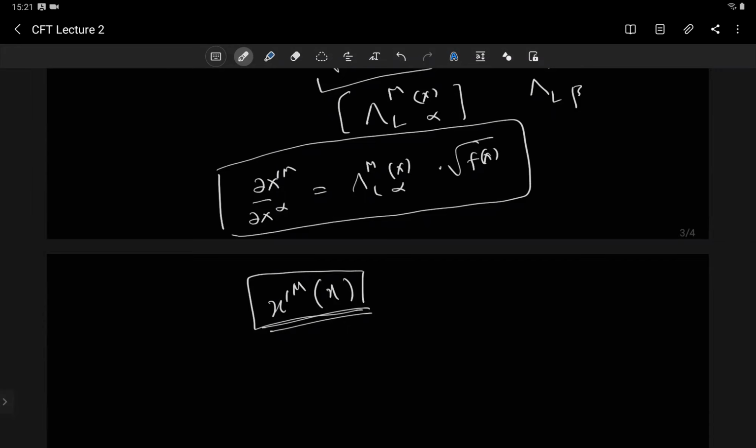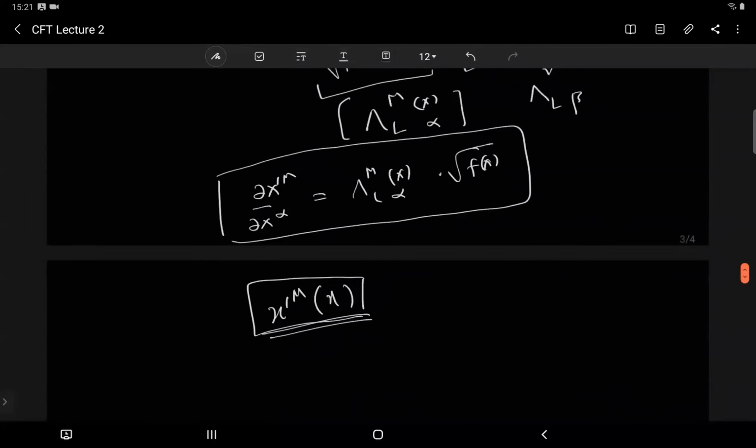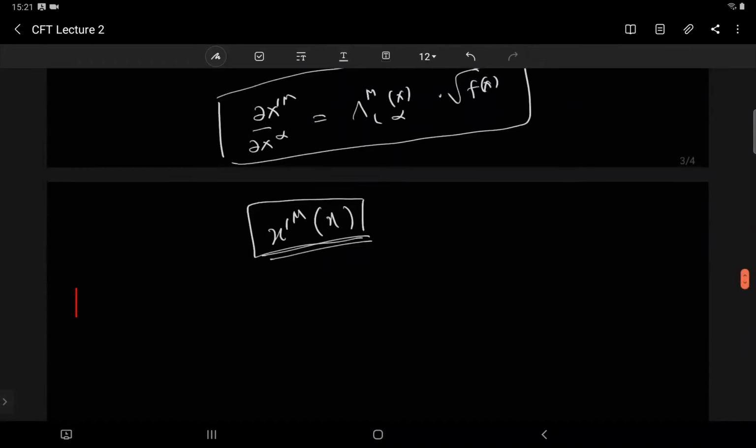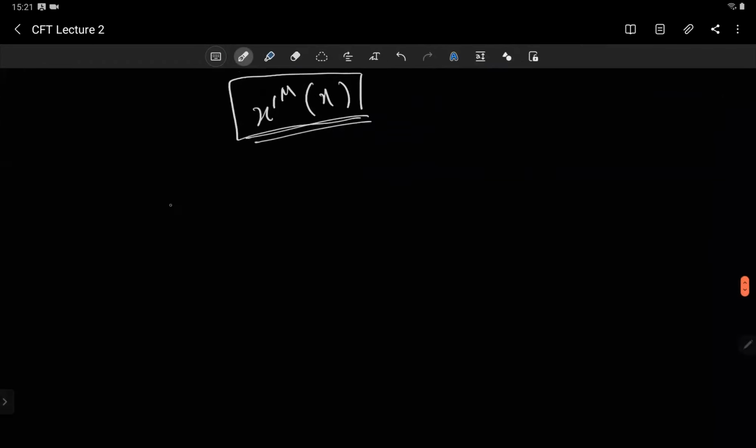So, are we taking f(x) to be positive definite and invertible? Yeah, I'll come to that. Let's come to that before we get to x'^mu. So now these transformations, what we call conformal transformations, will form a group.